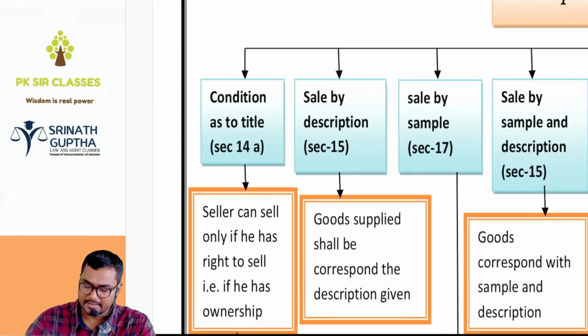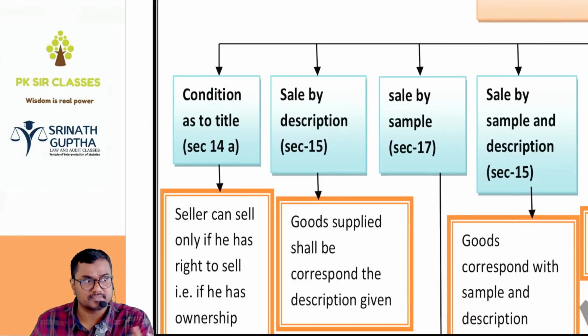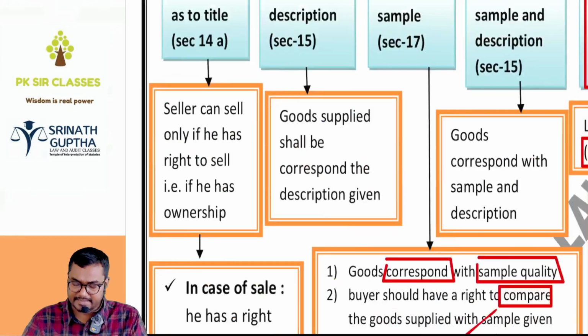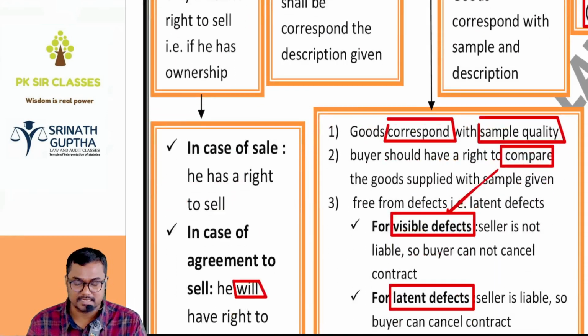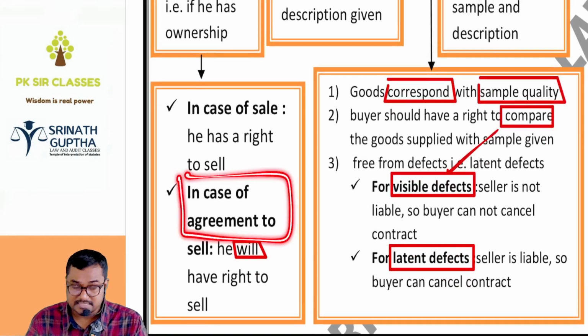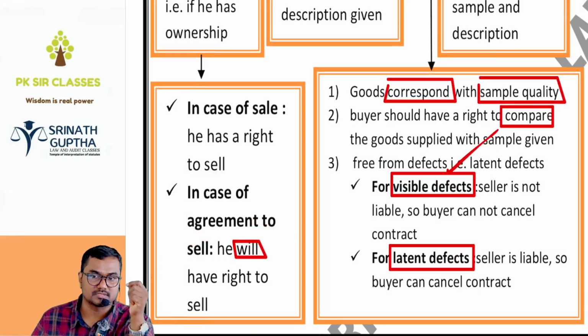First one is the condition as to title. Title means ownership. Buyer will assume that the seller has ownership of the goods. In case of sale, the seller has the right to sell the goods. In case of agreement to sell, the seller will have the right to sell the goods. If the seller sells the goods without having ownership, there is a breach of condition as to title. Buyer can rescind the contract.